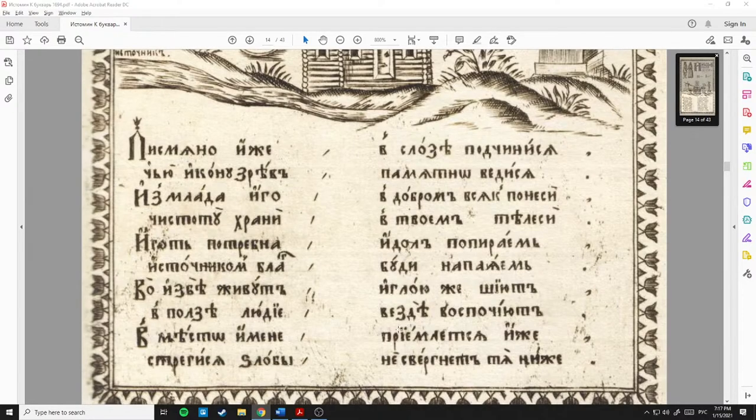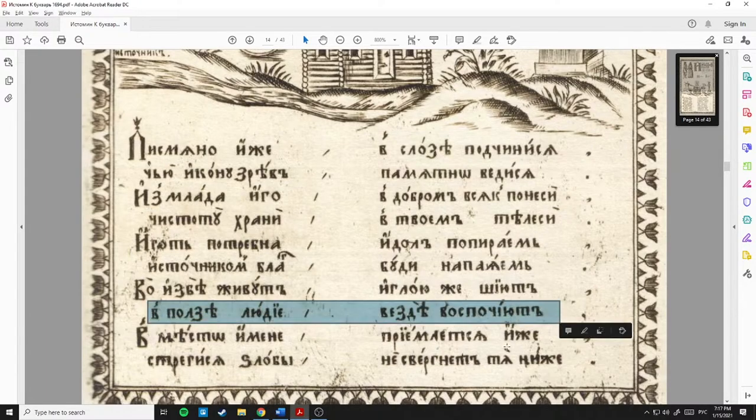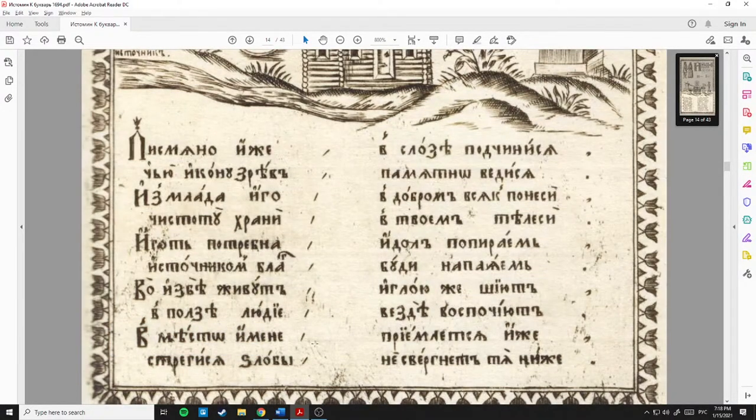Vospočiut, vospočiut. I have no clue. Источником блага, видите, напоя. Вместе, вместо, so in the place, имена приемлется, acceptable. Почти, почтевать, to rest.